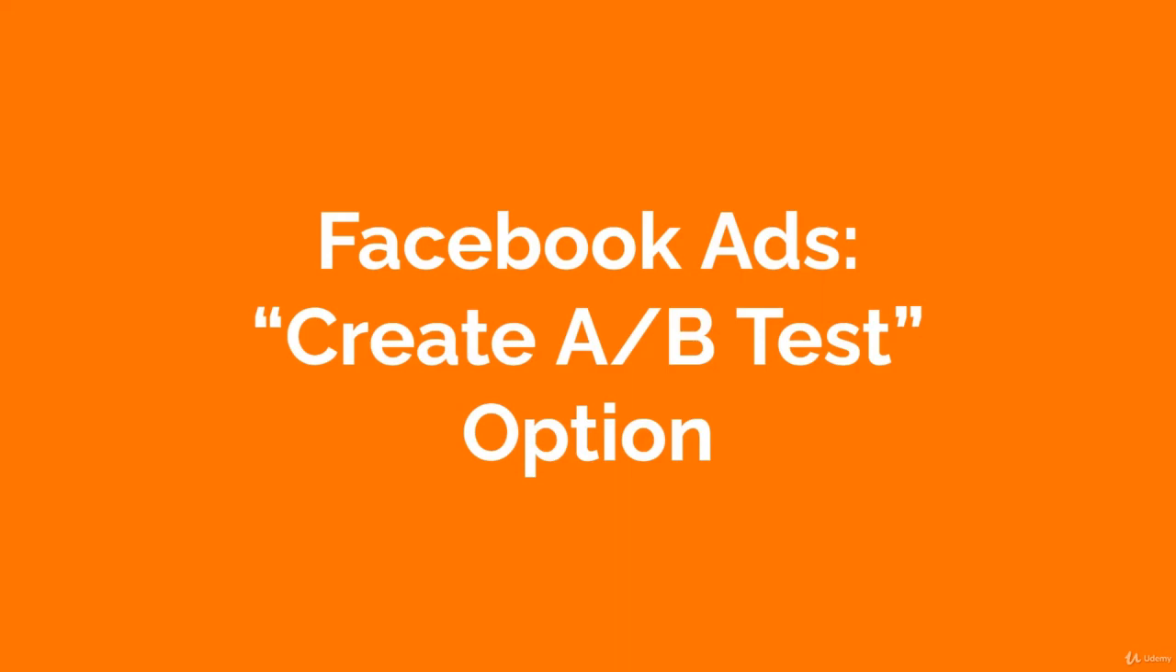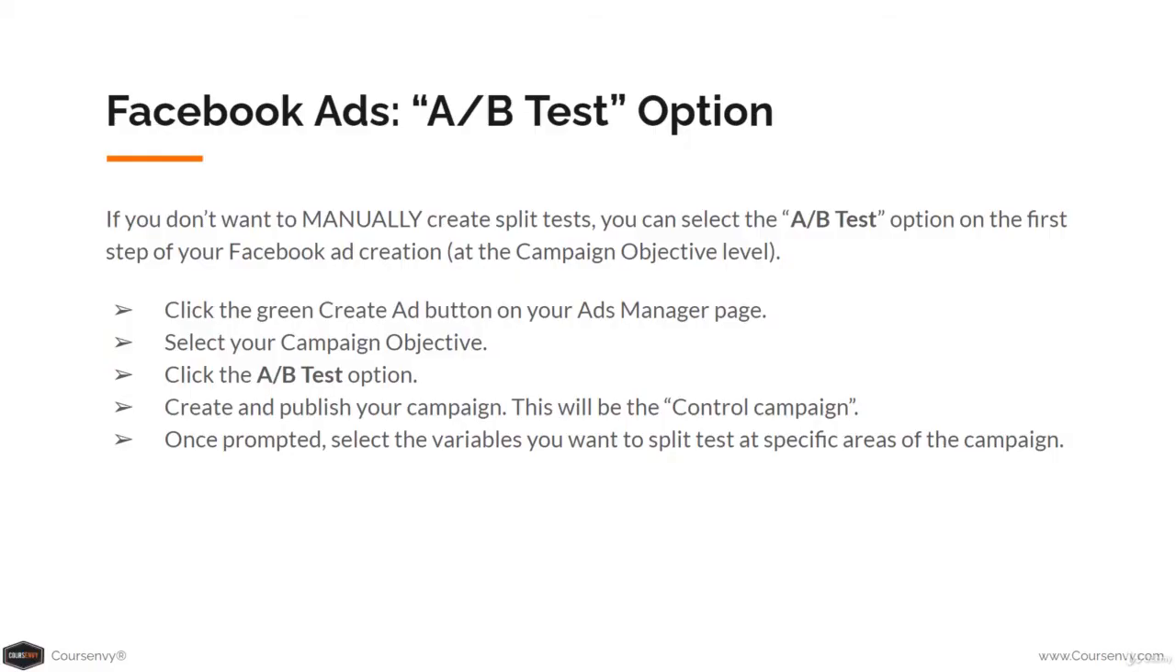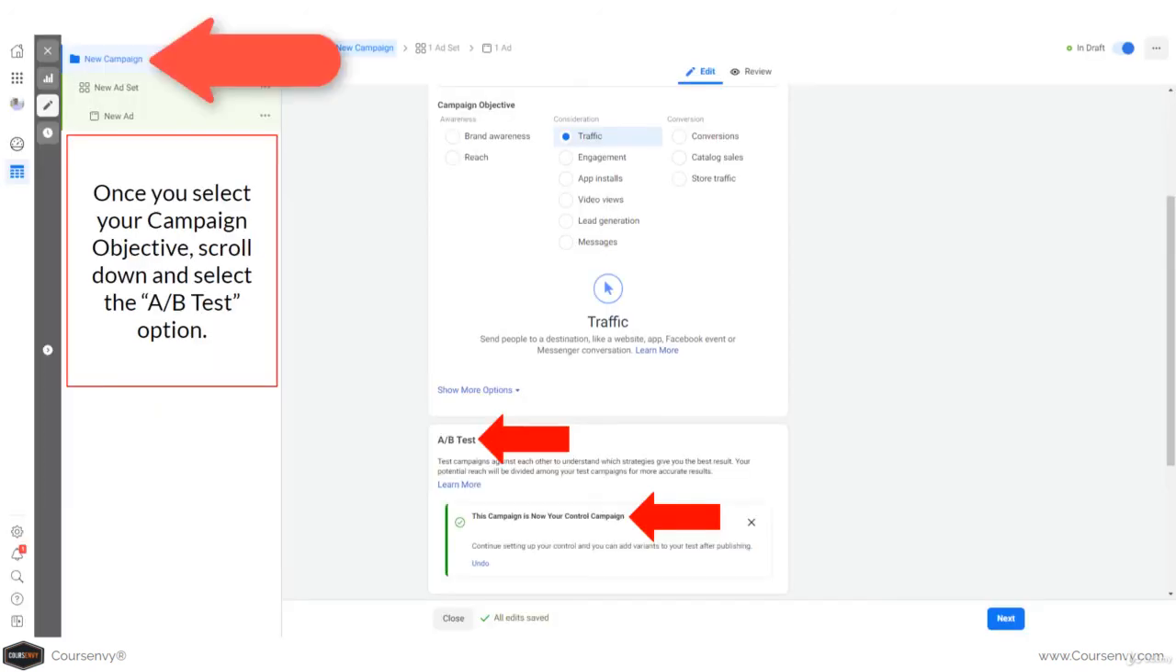Facebook ads, create A/B test option. If you don't want to manually create split test, you can select the Create A/B Test option on the first step of your Facebook ad creation at the campaign objective level. Click the green Create Ad button on your Ads Manager, select your campaign objective, then toggle on the Create A/B Test. Select the variables you want to split test at specific areas of your campaign. So here we are on the campaign level. We selected our campaign objective and then scrolled down, toggle on the Create A/B Test.